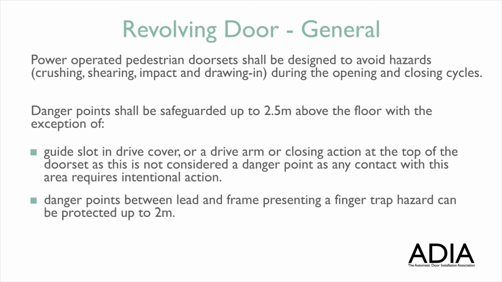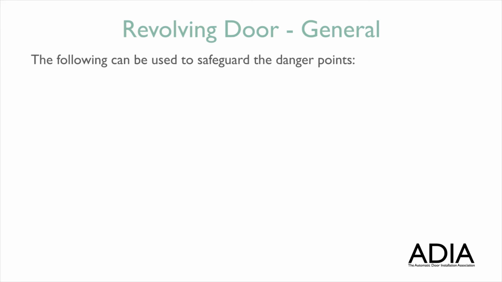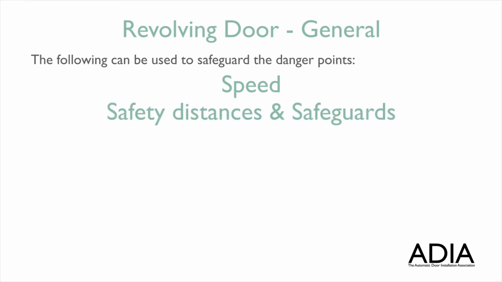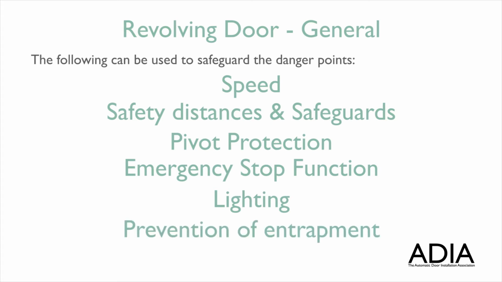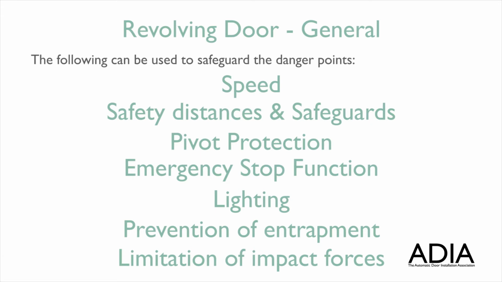Danger points between leaf and frame presenting a finger trap hazard can be protected up to 2 meters. The following can be used to safeguard the danger points: speed, safety distances and safeguards, pivot protection, emergency stop function, lighting, prevention of entrapment, limitation of impact forces.